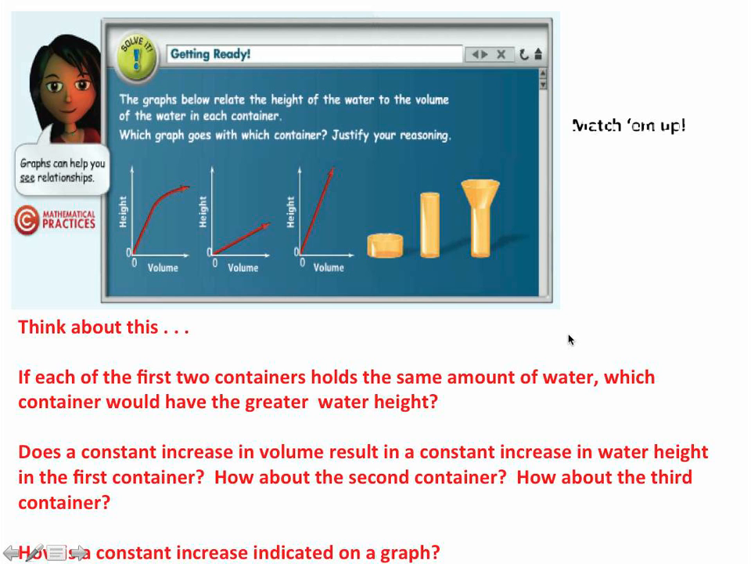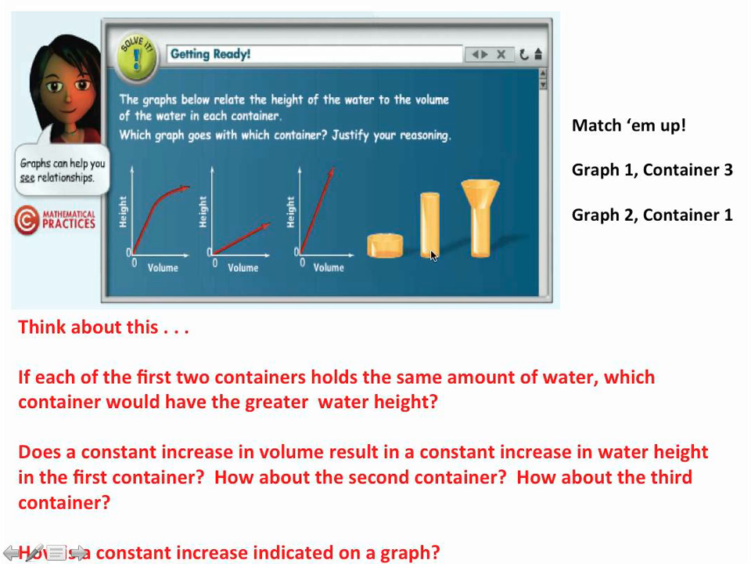So if we go to match them up, that first graph goes with this third container. It goes up pretty quick, and then it starts to level out. As I keep pouring water in here, the height isn't going to go up as fast because I have a wider diameter here. So it's actually going to kind of level off.